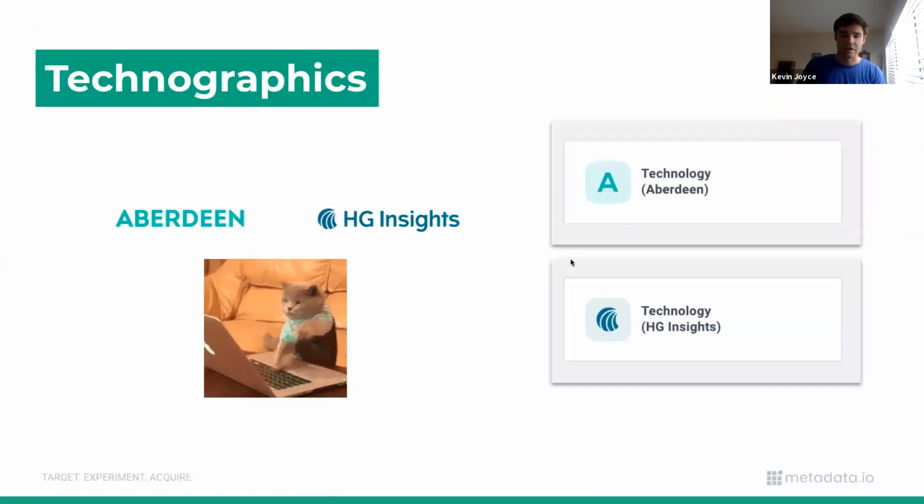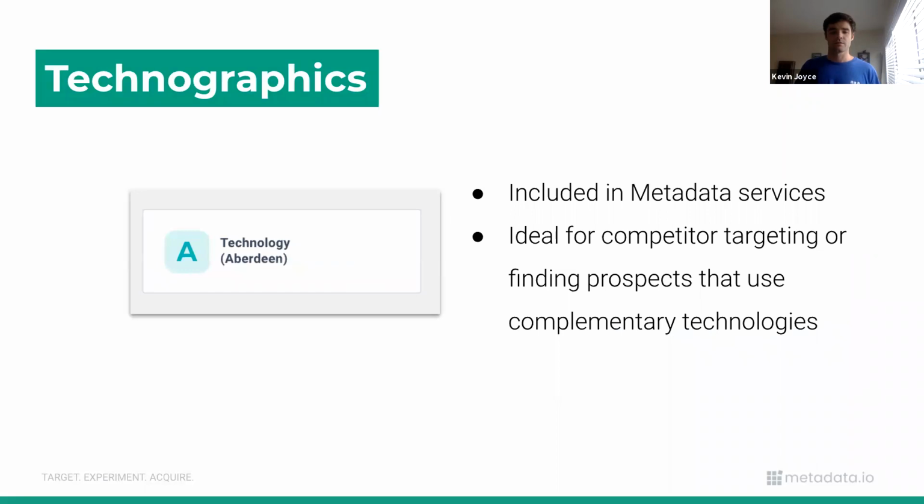Let's jump into technographics. There are two data sources when it comes to technographic audiences, Aberdeen and HG Insights. For Aberdeen, this is included in all Metadata offerings. For the entire contract term, you can create as many Aberdeen technographic audiences as you'd like. It's used to target your competitors' customers or to find prospects that use complementary technologies. For example, Metadata works well with HubSpot or Marketo users, and so I can build an audience that targets users of those platforms simultaneously.